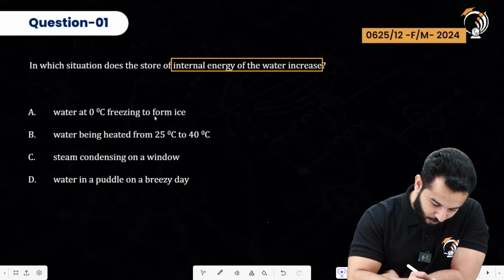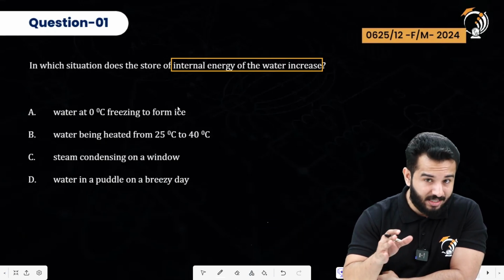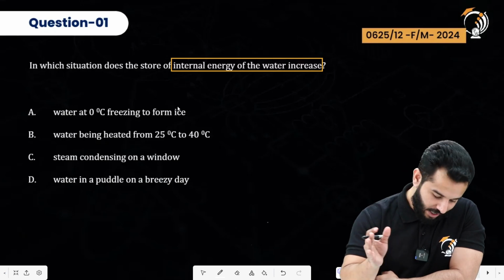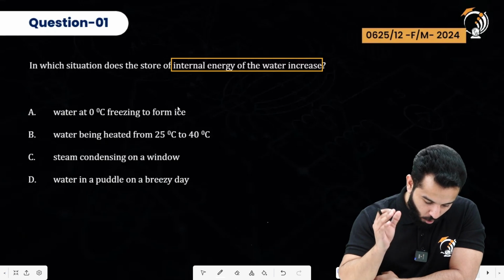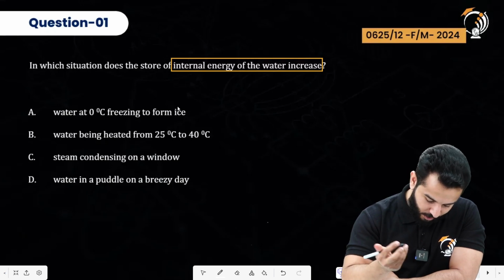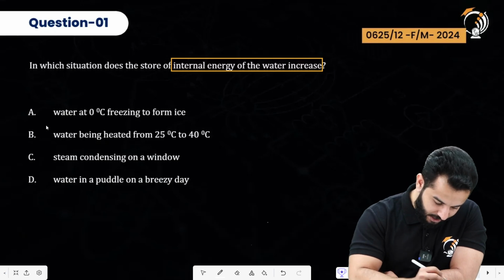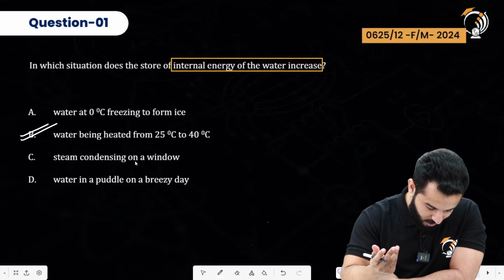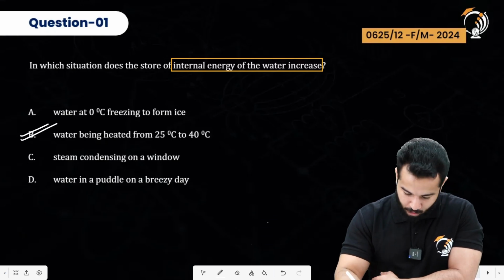So water at 0 freezing to ice, if it is freezing to ice, that means the temperature is actually constant, right? It will be 0 degree Celsius. Internal energy won't change. Water being heated from 25 to 40 degrees, this is the correct answer. Steam condensing on a window is actually not correct. Option B is absolutely correct.